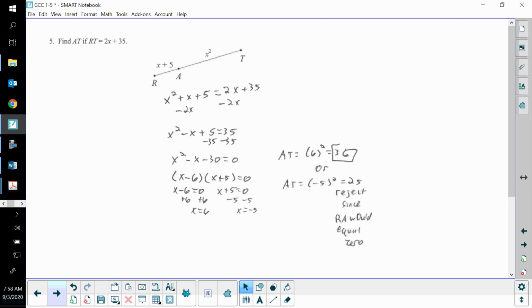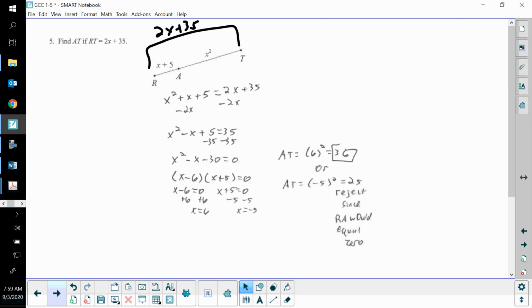All right, so they told us what RT was here. So that was the whole thing, 2x plus 35. That's our segment addition postulate. That's allowing us to add those together and set it equal to the whole thing. We've got a quadratic because we have a mixture of x squareds and x's. So get everything on one side, factor, solve. We get 6 and negative 5.